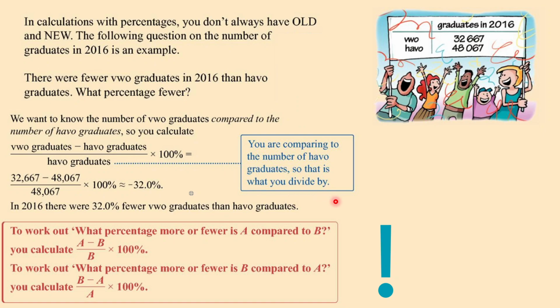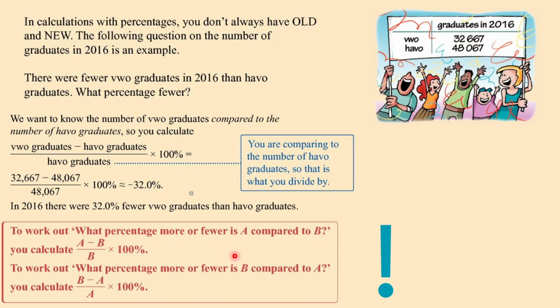That brings us to the standard formula, and it looks like this. And you say, hey, what's the difference here? A and B can be any numbers, right? But depending on what you're comparing to, the numbers are in different places. So if you say what percentage more or fewer, depends, is it A compared to B or A than B, which is oftentimes also what they say here, VWO graduates than Vwo graduates. If I'm comparing to B, that's what you can say is old. So we have A minus B over B times 100%.